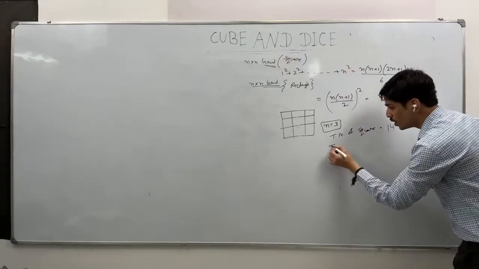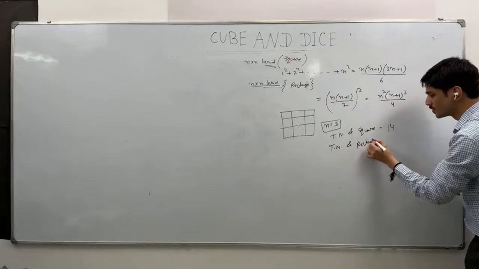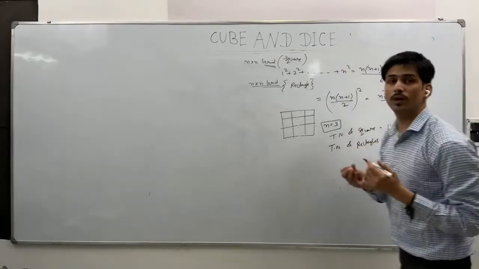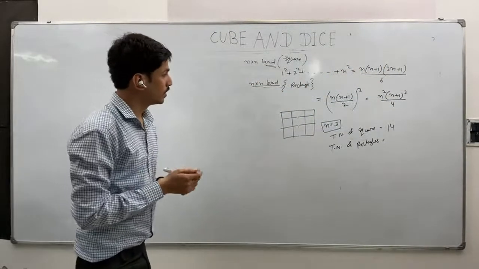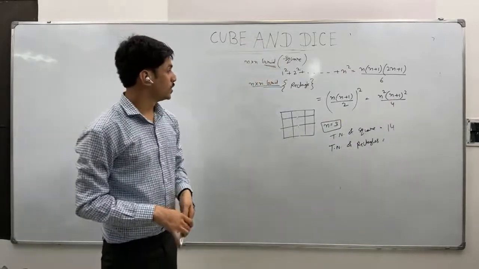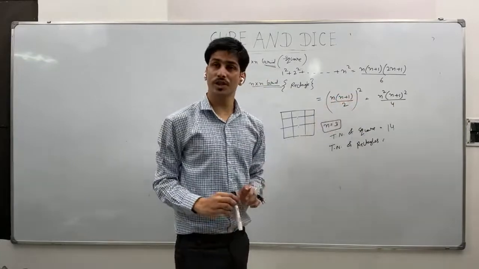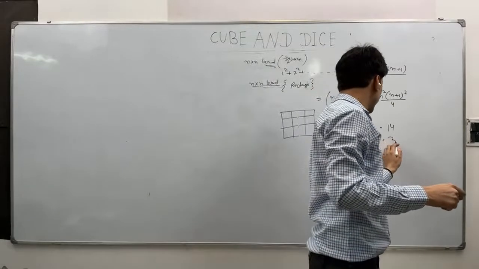But if I ask you what will be the total number of rectangles, which formula will you apply? You apply this formula, right? Now tell me what will you put here? 3 into 4 by 2. So 12 by 2 is 6. And what is 6 square? 36.